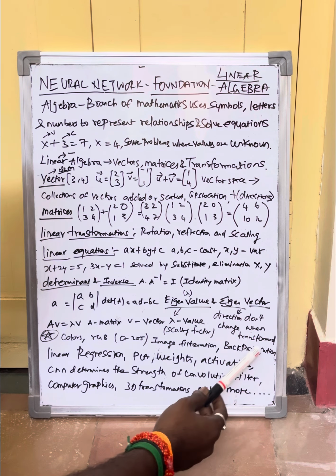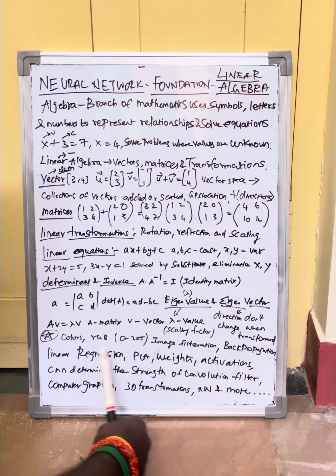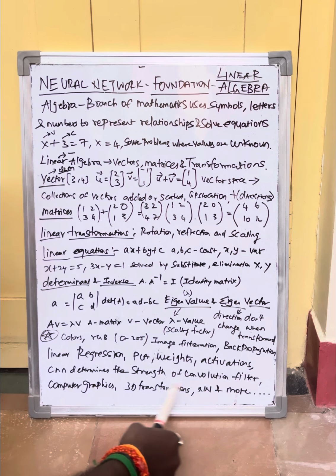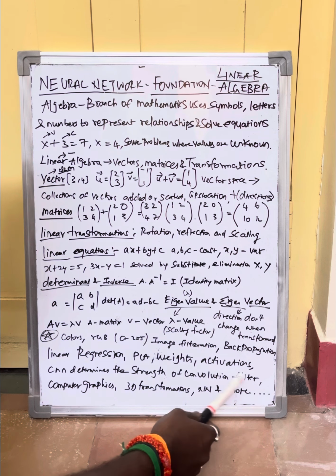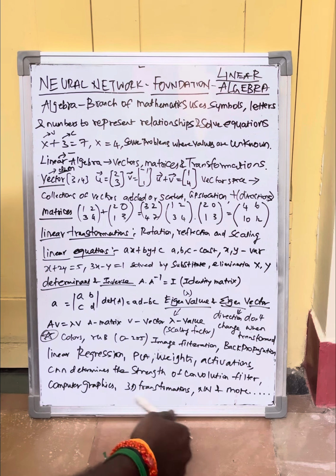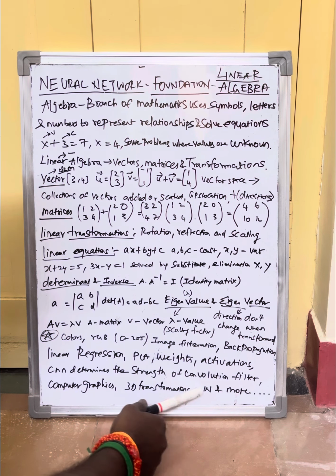It's used in backpropagation, linear regression, PCA, weights, activations. In CNN, it determines the strength of the convolution filter. It's used in computer graphics, 3D transformations, neural networks, and more.